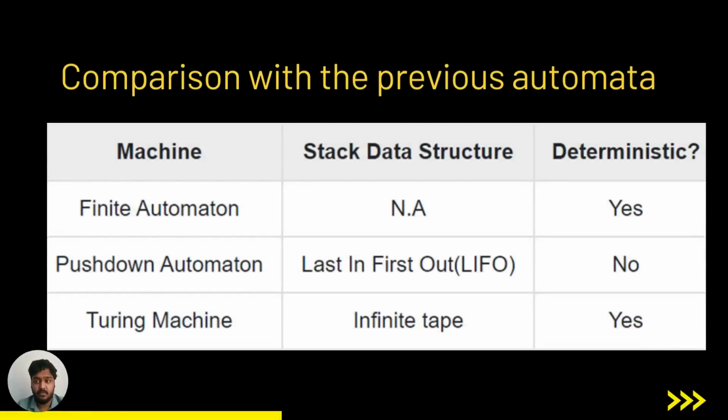Comparison with the previous automata. The following table shows a comparison of how a Turing machine differs from a finite automata and a push-down automata. Finite automata doesn't use a stack data structure, whereas push-down automata uses last in first out, and finally the Turing machine uses an infinite tape. Finite automata and Turing machines are deterministic, and push-down automata is non-deterministic. If there is more than one comparison, then push-down automata fails in that case. These are the comparisons.